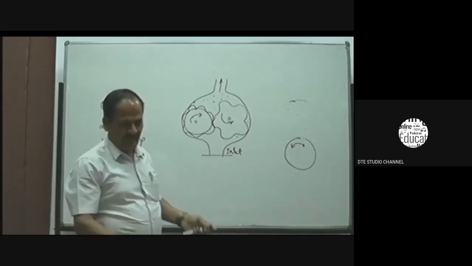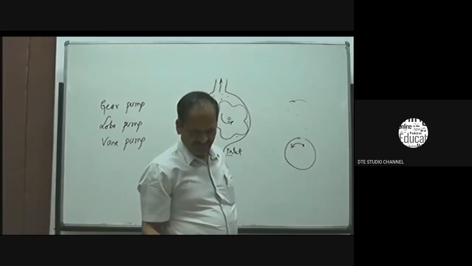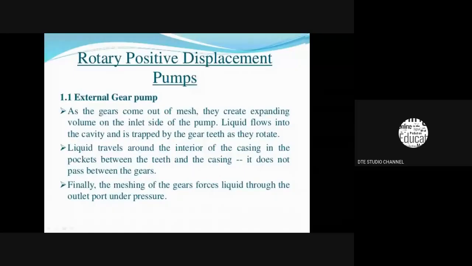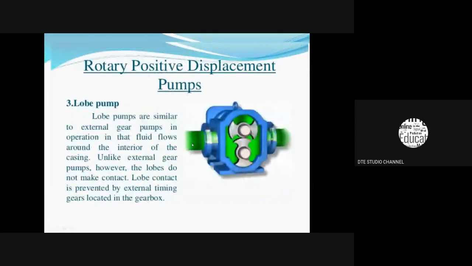And another type, the second type of positive displacement pump, lobe pump. Its operation is quite different from a gear pump. It consists of two lobes, and the lobes are rotating separately by two prime movers. Actually, they are not in contact. No meshing of lobes as shown in figure.